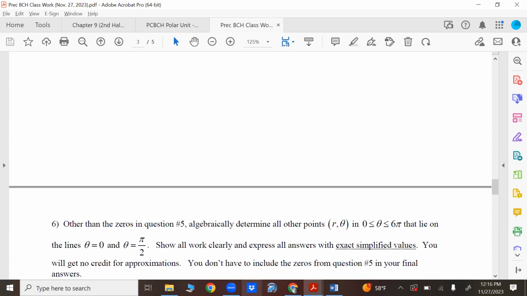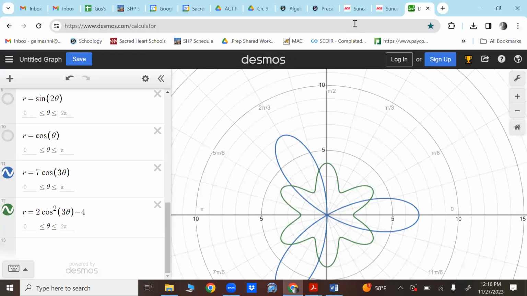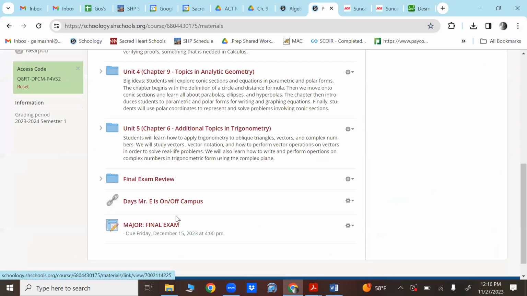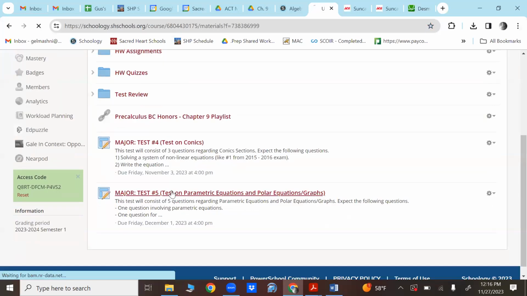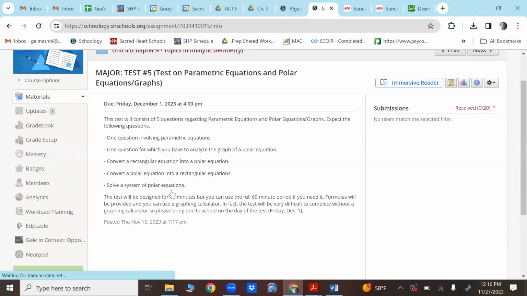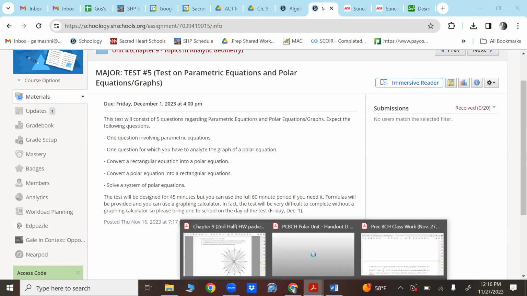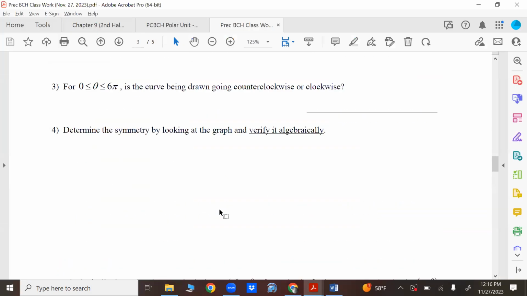As for the test itself, going to Schoology, I made an update actually. If you go here and click on that, it's going to be 5 questions for 45 minutes. There'll be 1 question about a parametric equation. I won't say exactly what it'll be like, but maybe eliminating the parameter, or graphing something that's parametric. Then analyzing the graph of a polar equation, which is basically what you're doing today, which is right here. So doing all that stuff.